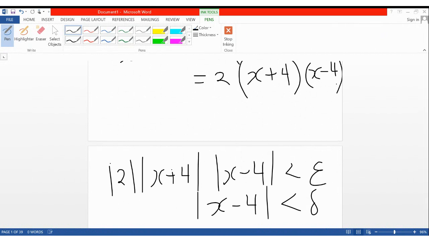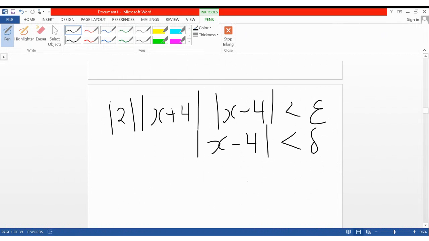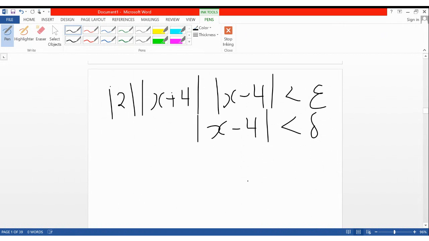So already we have a constant here, and the constant has no problem. It's a good thing. But the problem is the x plus 4. So we need to replace the x plus 4. How do we do that? We need to choose our delta to be less than or equal to 1. So I'll use this function for delta. x minus 4 is less than delta, which is less than or equal to what?